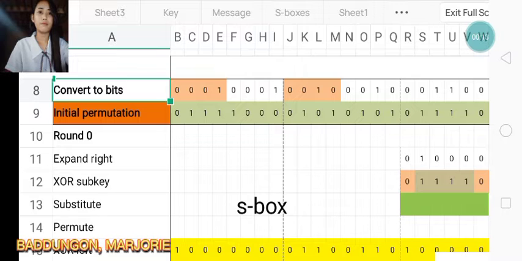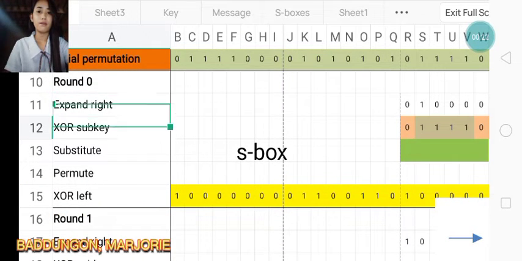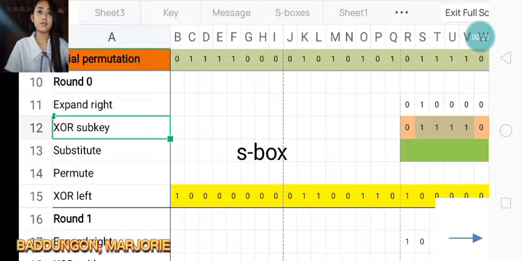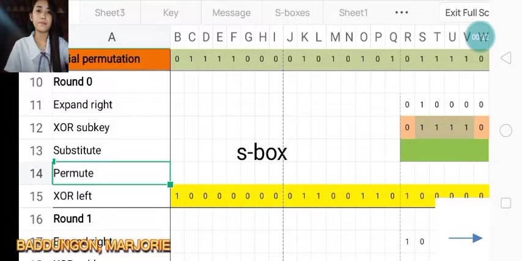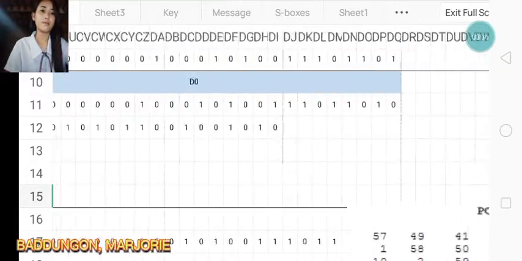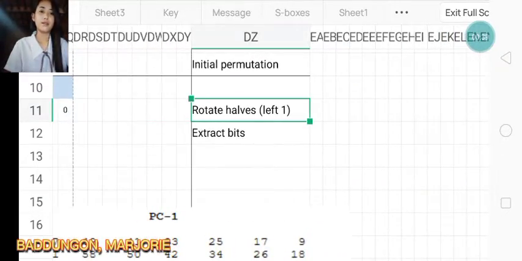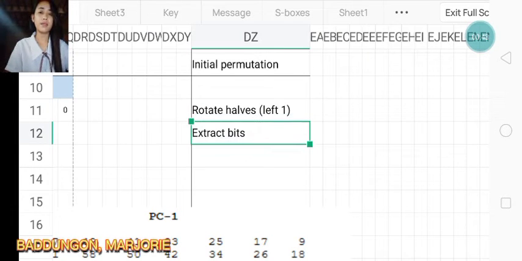First is convert to bits. Second is initial permutation. Third is expand right. Fourth is XOR subkey. Fifth is substitute. Sixth is permute. Seventh is XOR left. And number 8 is rotate halves. And lastly, extract bits.